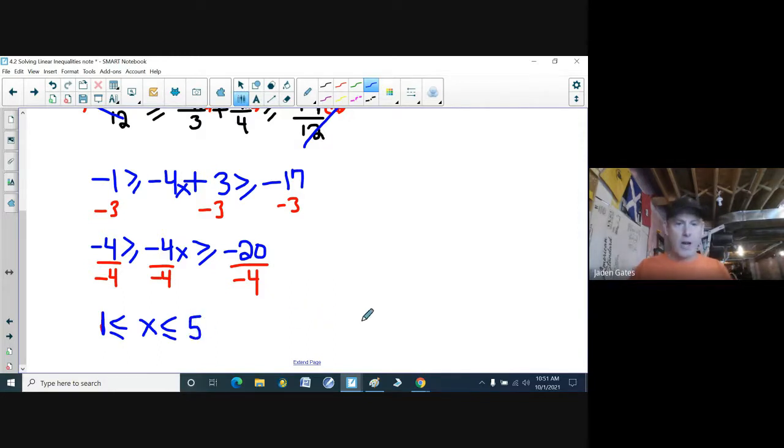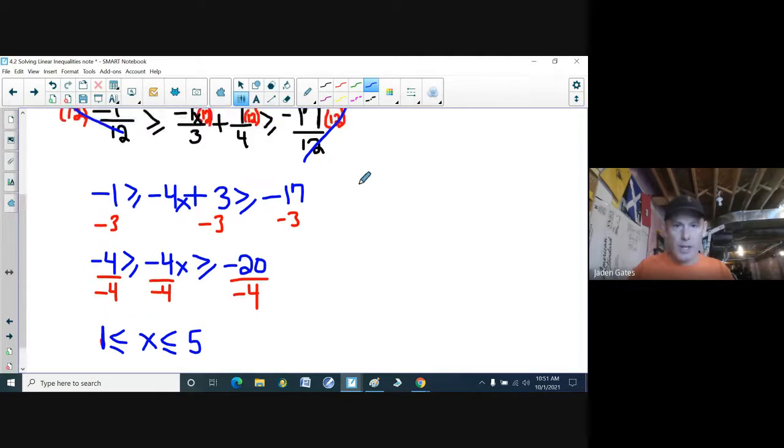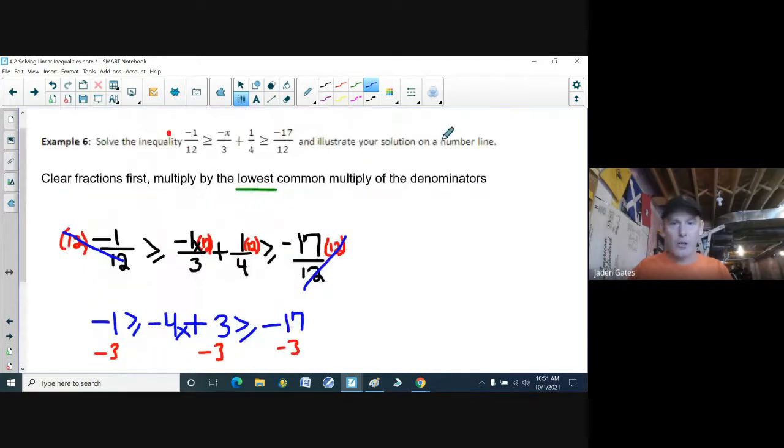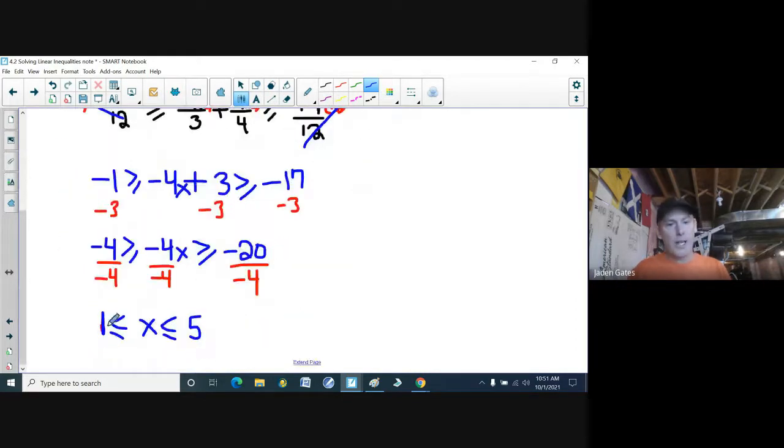All right, now how do I express this? Because this says to show the solution on a number line. 1 is less than or equal to x, which is less than or equal to 5. Well, I'm going to need a number line. I'm going to use my little line here. There we go. All right, let's see here. So 0's in the middle. Well, I'm going to cheat and put it over on the left.